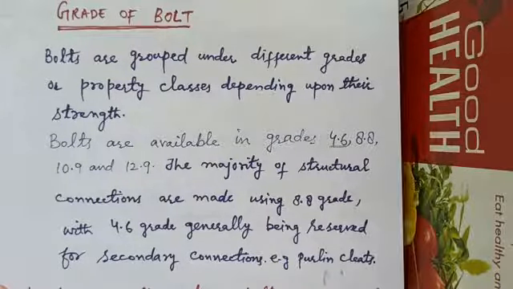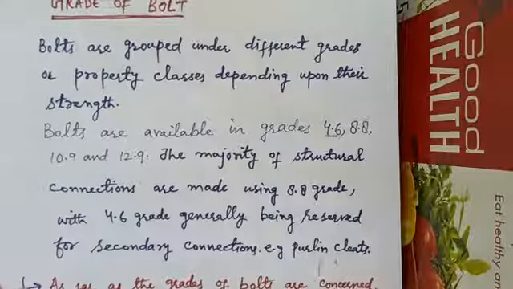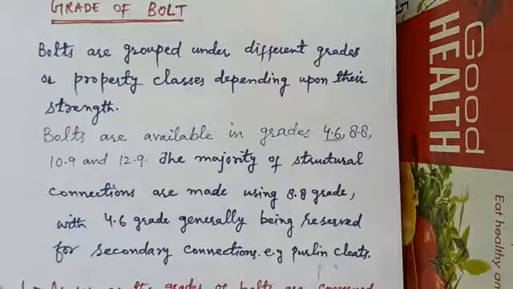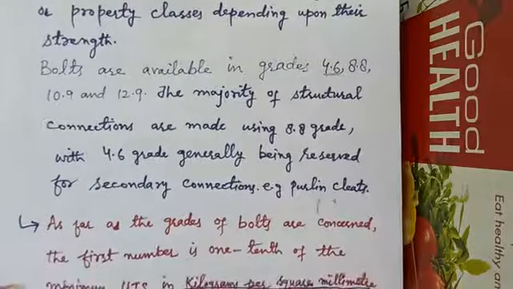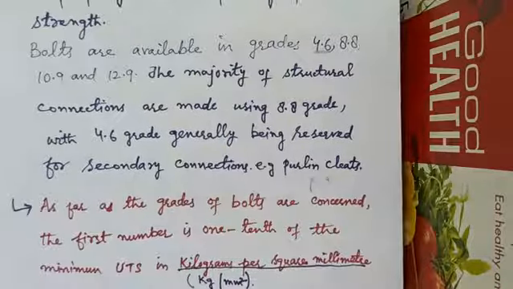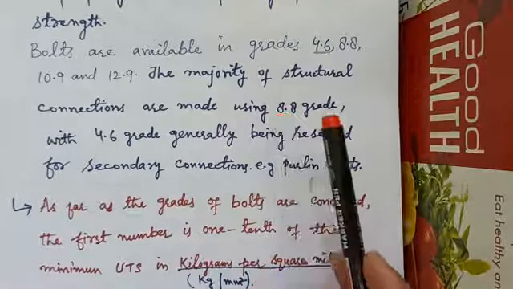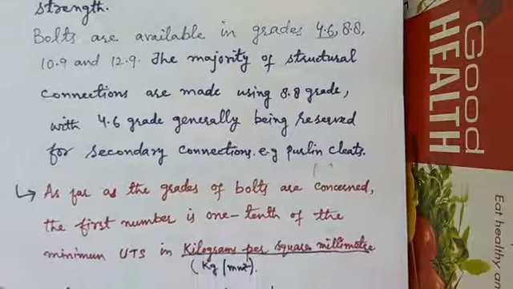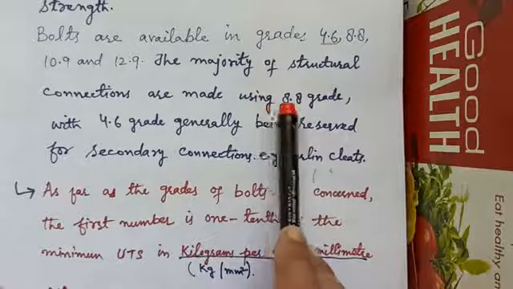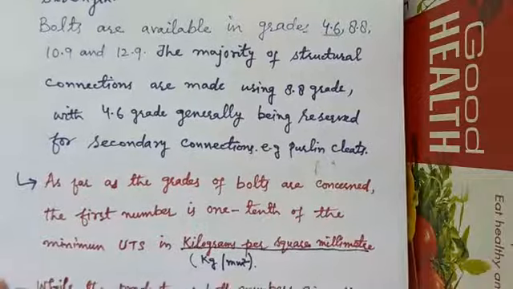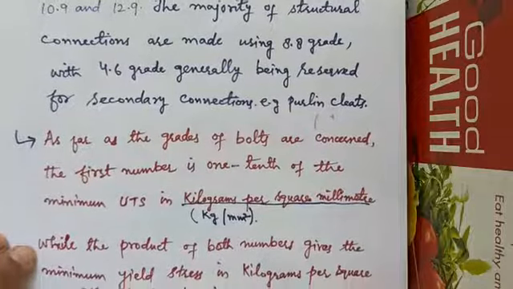example purlin cleats or lacings in case of trusses or truss members. As far as the grades of the bolts are concerned, the first number denotes 1/10 of the minimum ultimate tensile stress in kilograms per square millimeter, while the product of the two numbers gives the minimum yield stress in kilograms per millimeter square.